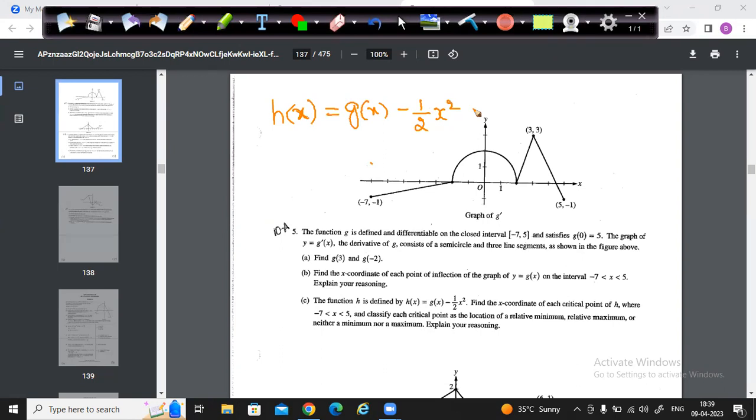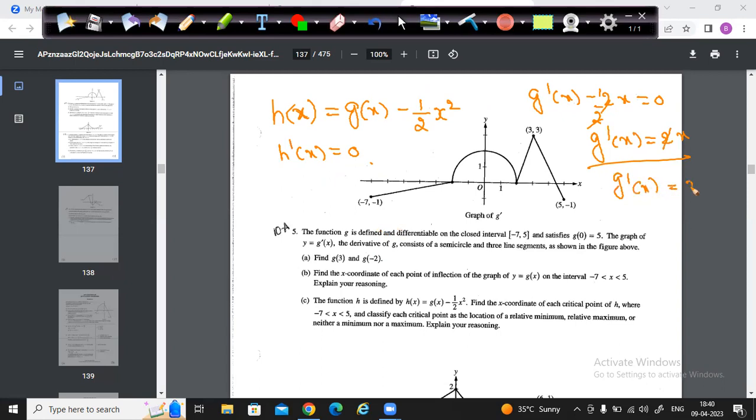Find the x coordinate of each critical point of h. Critical point of h means where h dash of x is 0, right? So what is h dash of x? g dash of x minus x should be 0. So g dash of x is x. Okay, so I need to find all the points where g dash of x is equal to x. I need to find all the points where the given graph is equal to x.